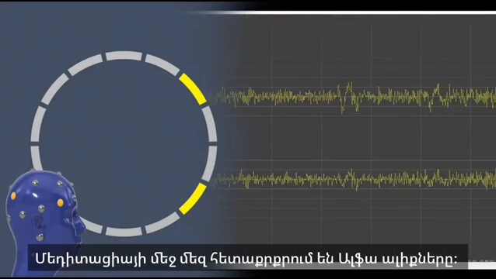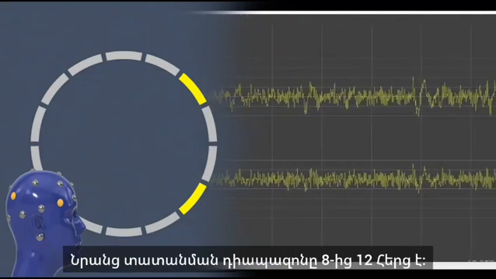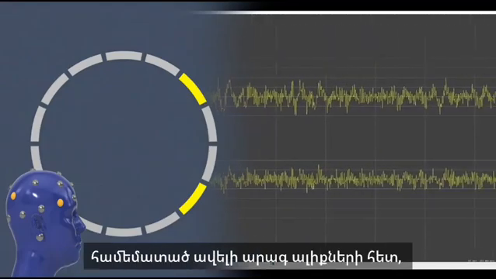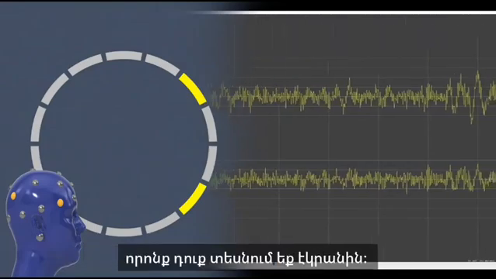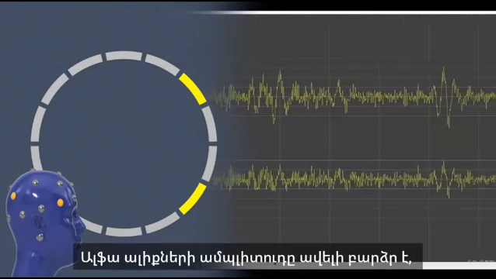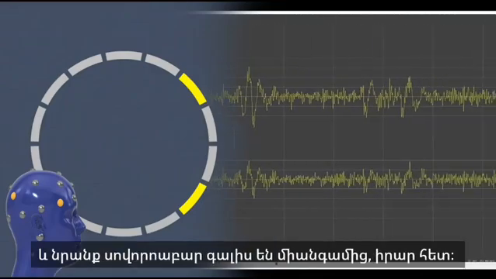In meditation, we are interested in alpha waves. They have a frequency range of 8 to 12 Hz, a slower frequency than most of the faster waves that you see on the screen now. Alpha waves typically have a higher amplitude than the other brain waves, and they often come in bursts.